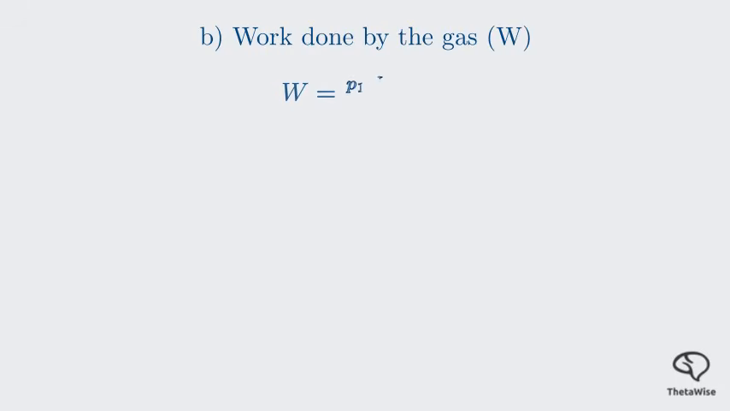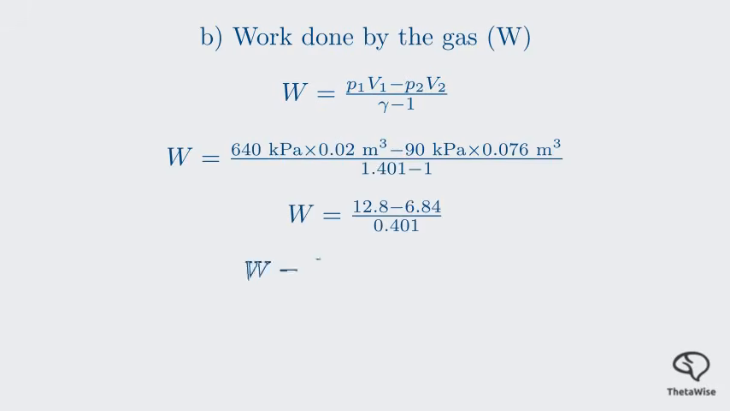Now let's find the work done and the change in internal energy for the adiabatic expansion. For part B, the work done by the gas, we use the formula W equals (P1V1 minus P2V2) over (gamma minus 1). Plugging in the initial and final pressures and volumes, and our value for gamma, we get W equals 13.79 kilojoules. The positive sign correctly indicates that work was done by the gas during the expansion. The textbook's answer of 13.741 kilojoules is very close.